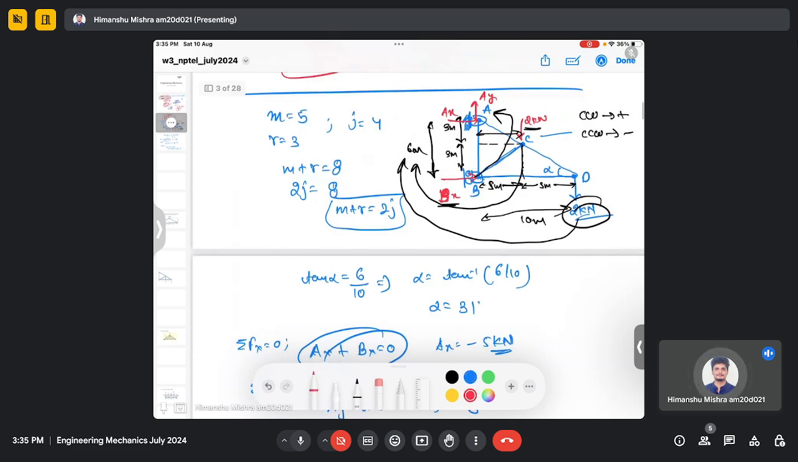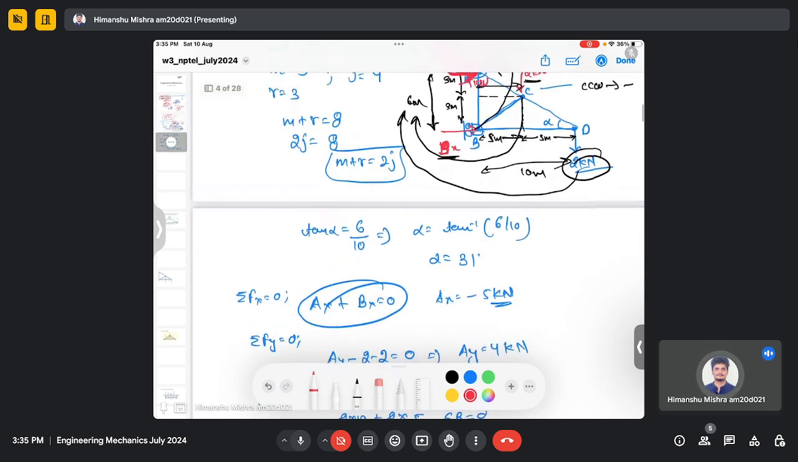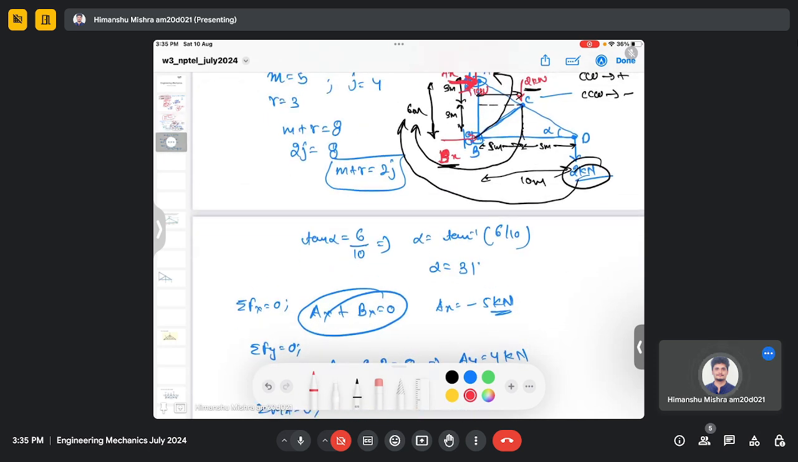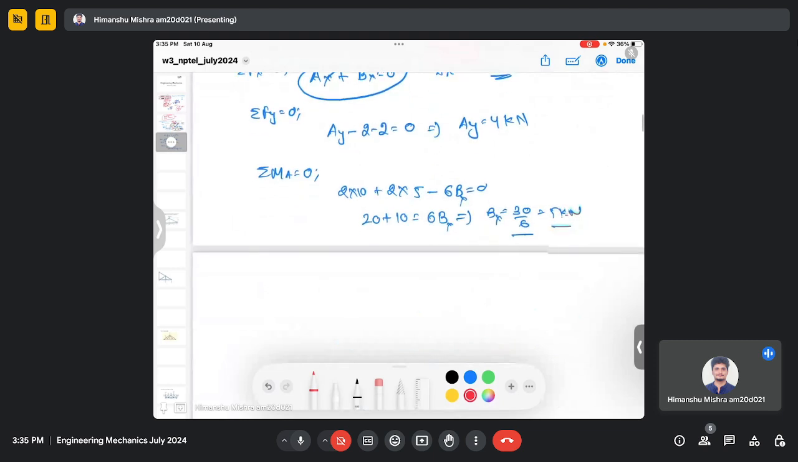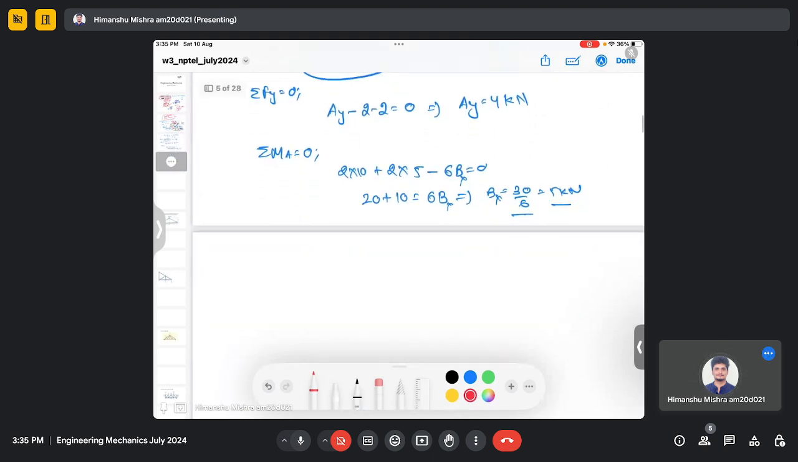So the direction of Ay, which we assumed, it should be this 5 kilonewton or this minus 5 kilonewton. So in the left direction it is 5 kilonewton, and in the right direction it is minus 5 kilonewton. We will talk about this more, how to identify the direction in the truss, or how to identify whether the member is in compression or is in tension.